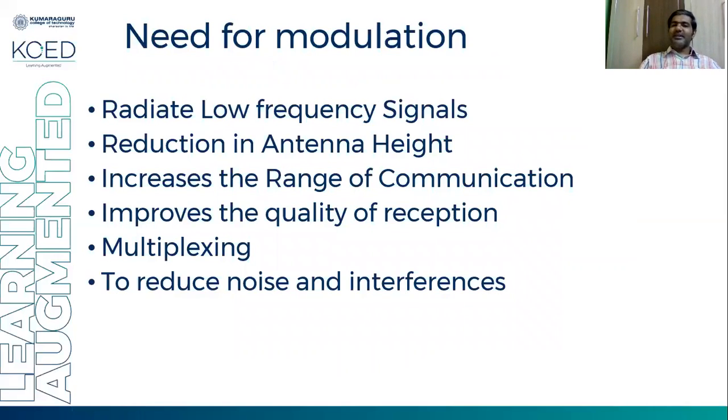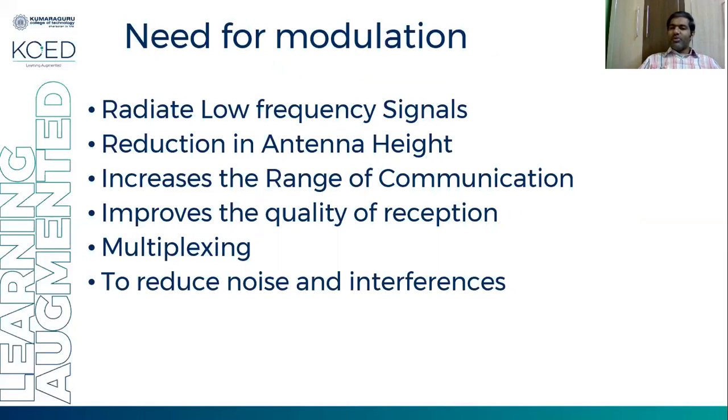And next one is need for modulation. Okay, so we have learned what modulation is, and your first property is what is the need for modulation. Why should we go for modulation? That is our important focus. What is the need? Why should I modulate?